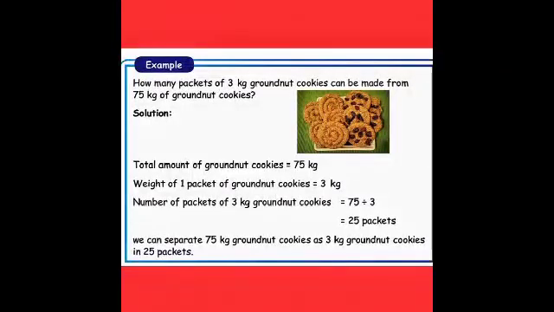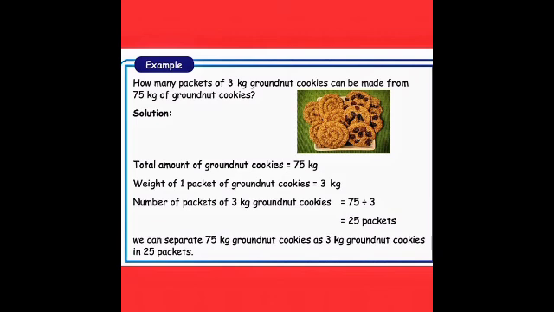Yes, did you all understand, my dears? Yes. Let's move on to the last word problem in division. The question is, how many packets of 3 kg groundnut cookie can be made from 75 kg groundnut cookie? We have to find how many packets we have to make. So total amount of groundnut cookies is 75 kg. One packet weight is 3 kg. So we want to find how many packets.